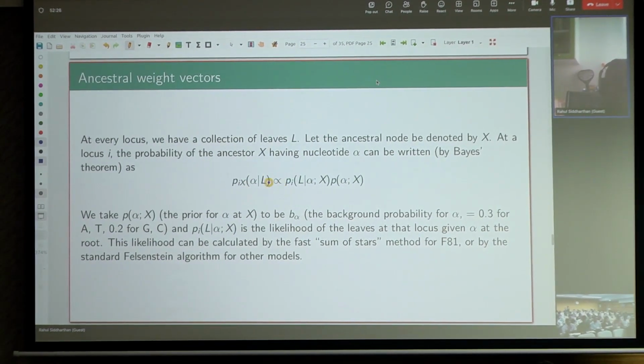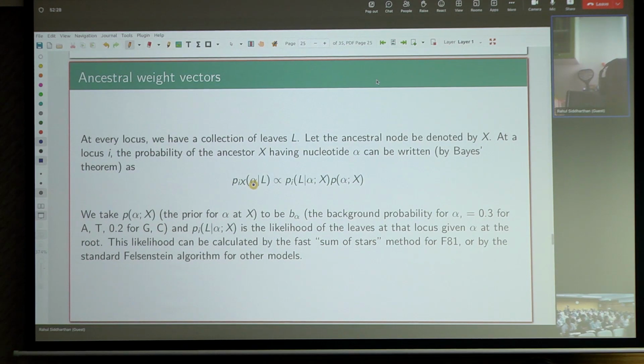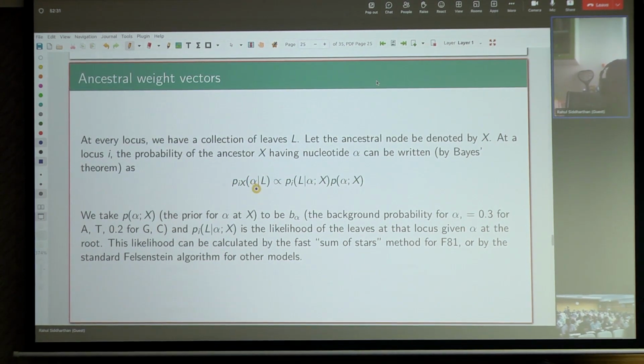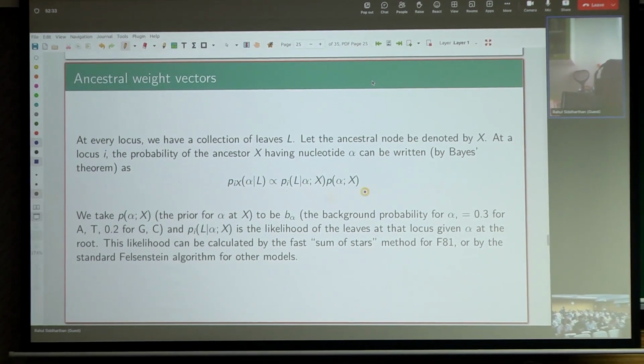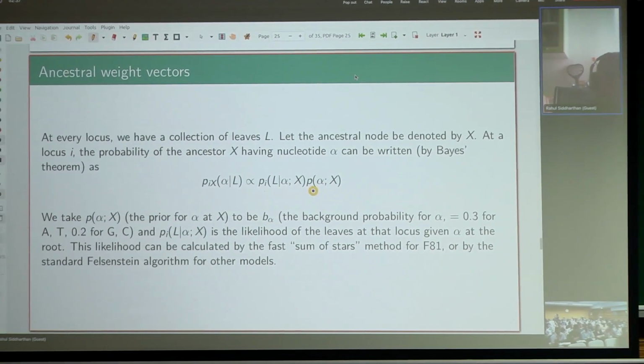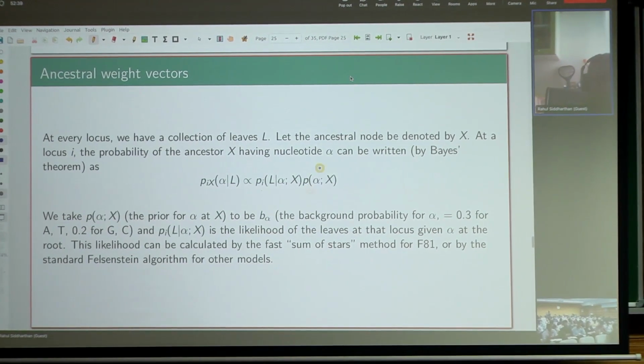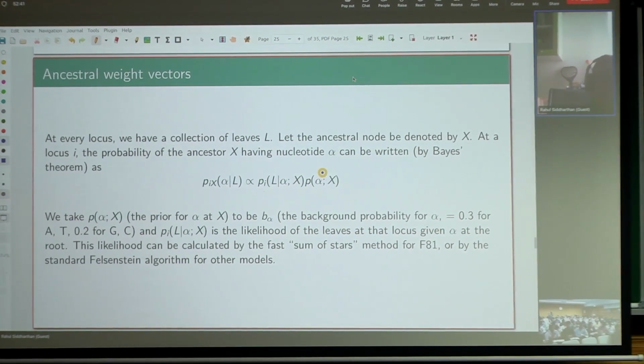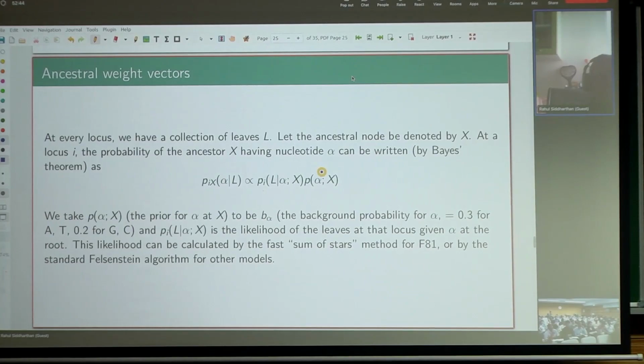of Bayesian formula. Like what's the likelihood of the ancestor being alpha? It is proportional to the likelihood of the leaves given that ancestor times the prior for the ancestor, which you could take to be the stationary vector for that, or the background probability, not the stationary vector or the weight matrix. But this is basically what we do.